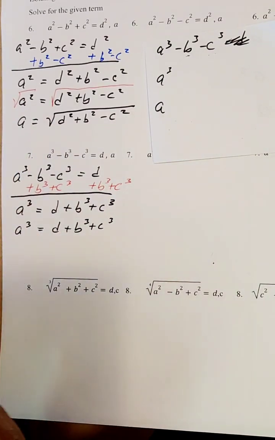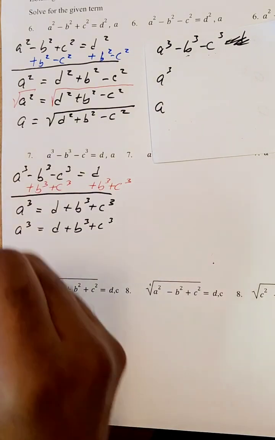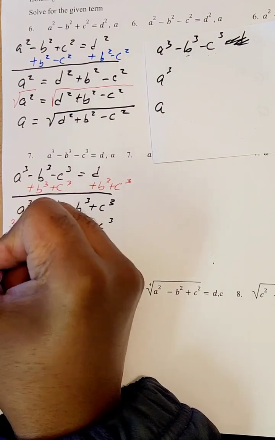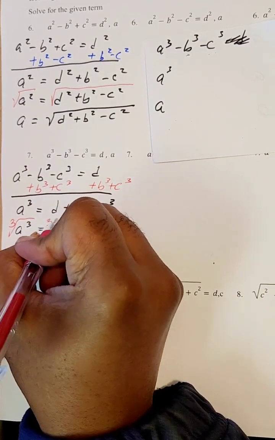Now, with cube roots, and that's what we're going to use to get rid of the third power here, I'll show you the cube root looks like this. It's a little 3 in there. What you do on one side, you do on the other side.